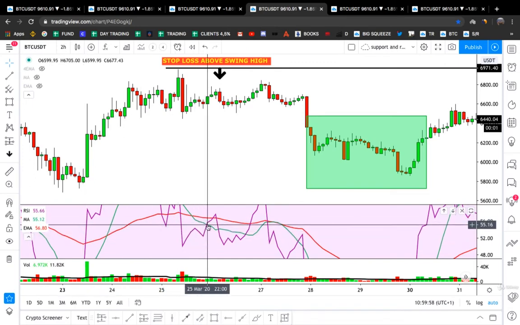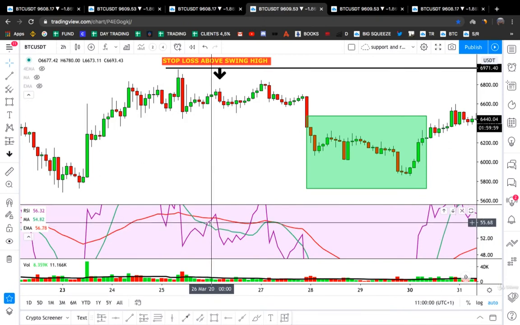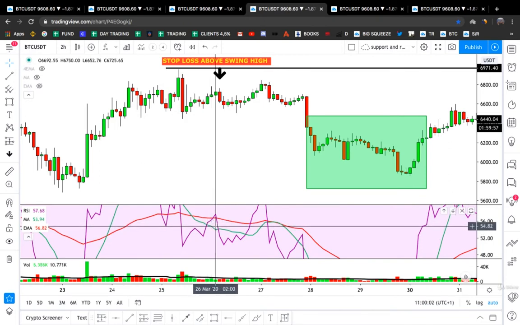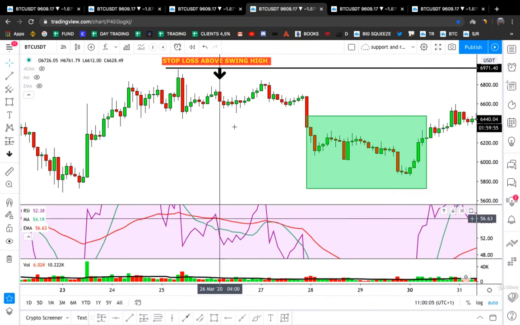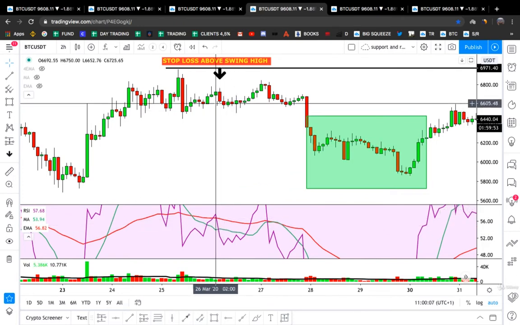So the RSI got interaction here, but you see it's not curving down, so we are not entering, not entering, not entering. Right at this candle we are entering. This candle is our short entry.